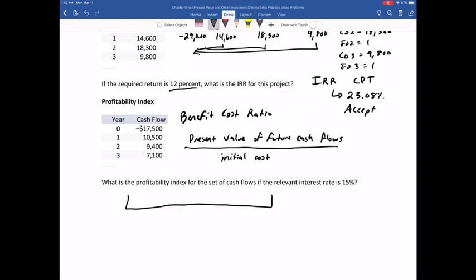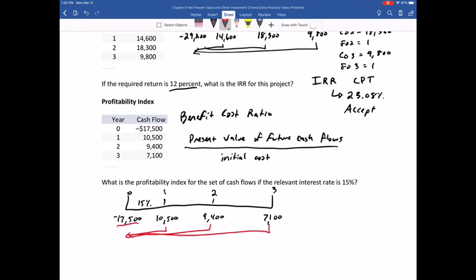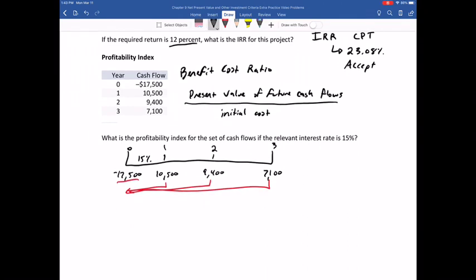So in this case, once again, I have a 3-year project where year 0 has a cash outflow of $17,500. Year 1, $10,500 cash inflow, $9,400 in year 2, $7,100 in year 3. Our discount rate in this problem is 15%. We want to know the present value of these cash inflows, which we will then divide by the present value, which is already in present value terms, so dividing by the initial cost. So once again here, we are solving for the profitability index, where our initial cost is $17,500. We do use a positive value here in our calculations. The negative in our timeline just showcases a cash outflow as opposed to a cash inflow.